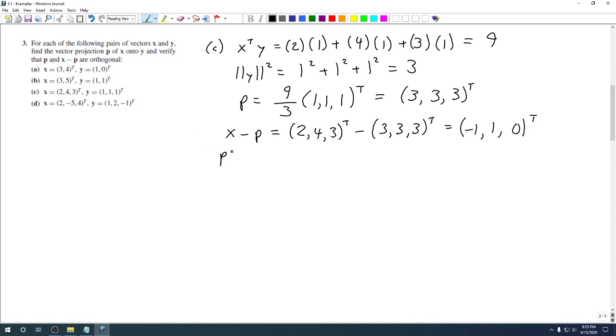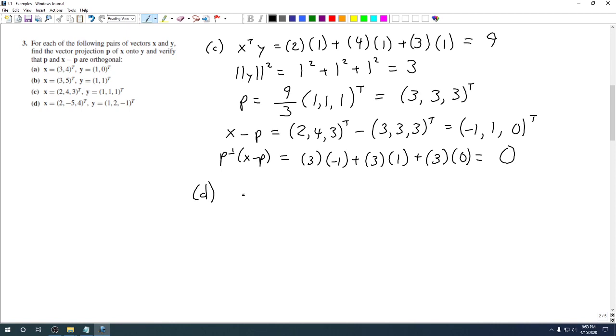And so the scalar product of these two things, which I'm not going to write out again, but we're just going to take the scalar product of these two vectors. We have a 3 times a negative 1. We have another 3 times a 1. And finally, we have a 3 times a 0, which I didn't really have to write that one down, but I did. Negative 3 plus 3 is a 0. They are orthogonal to each other.